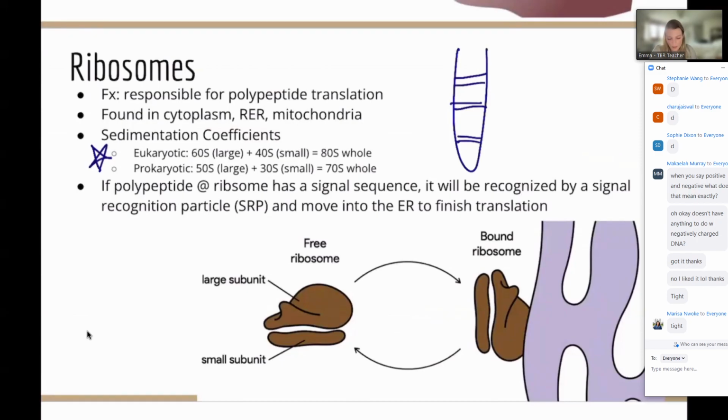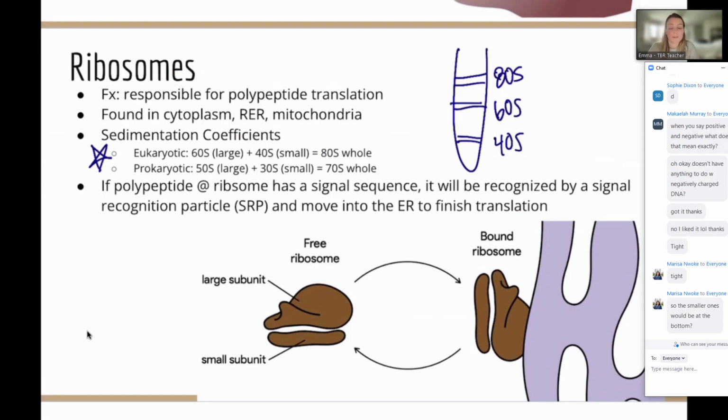And you can tell basically if you have a lot at 80S, you know that you have a bunch of intact ribosomes compared to if you have things at 60S and 40S, which would mean you have ribosomes that you have the parts of. And then you can also tell the difference between eukaryotic and prokaryotic cells depending on the band weight of their ribosomes. So I would just know these numbers, both the 60 plus 40.